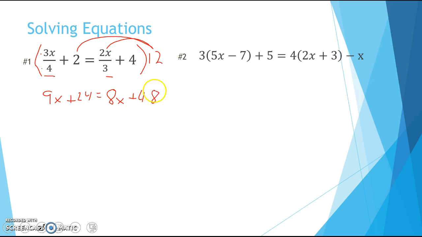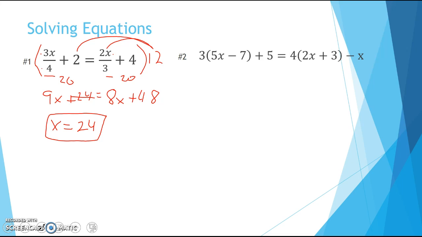And so then I want to get the x's on the same side, so I can subtract 8x over here. 9x minus 8x is just x. If I subtract 24 from both sides, this 24 would be gone, and 48 minus 24 is simply 24. And again, I could check my answer by plugging in 24 into the original equation. So if I took 3/4 of 24, that would be 18 plus 2, that would give me 20 on this side. If I plug 24 in here, then 2/3 of 24, that's 16 plus 4, that also gives me 20. So I know my solution there is 24.